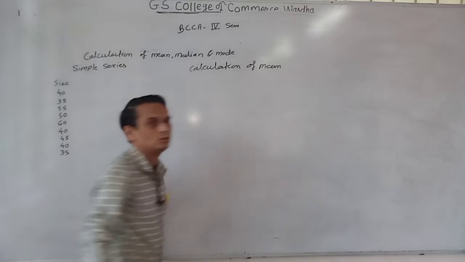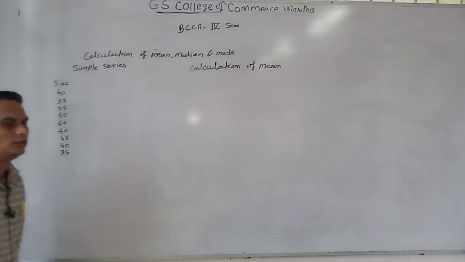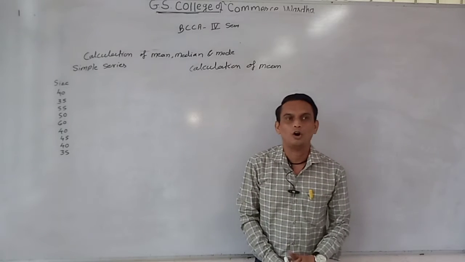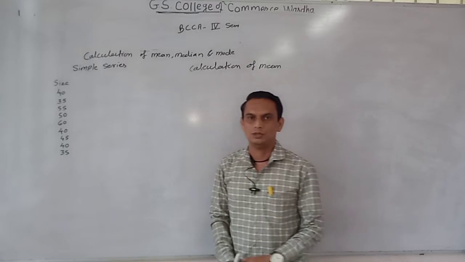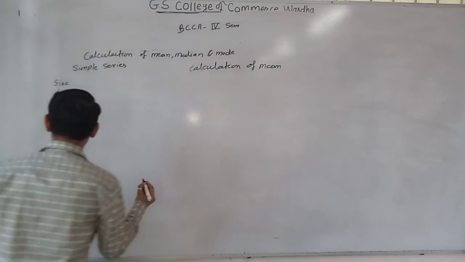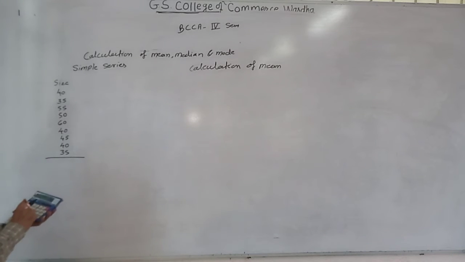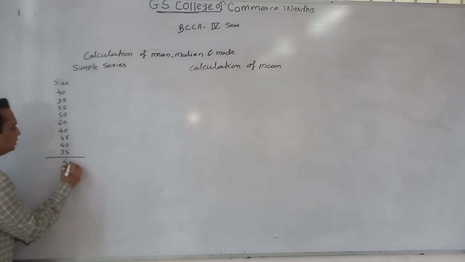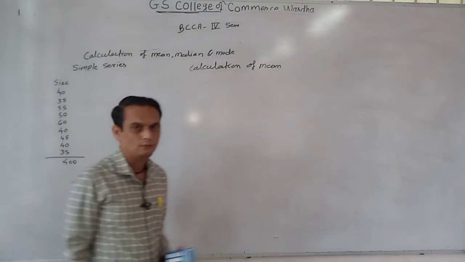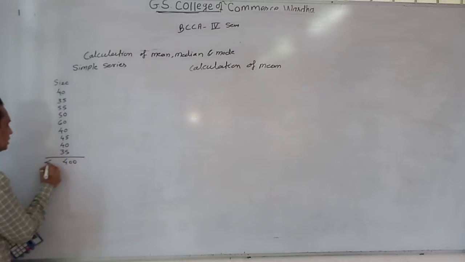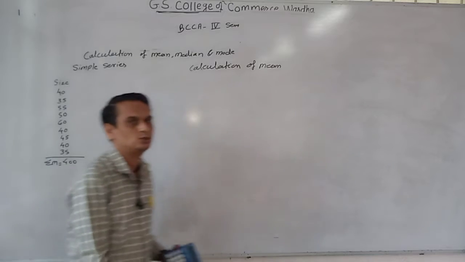Calculation of mean. To calculate mean, firstly we have to calculate the summation of all observations. To calculate the summation, add all these numbers: 40 plus 35, plus 55, plus 50, plus 60, plus 40, plus 45, plus 40, plus 35 equals 400. So the summation of all observations is 400, and it is denoted by summation x. So summation x equals 400.